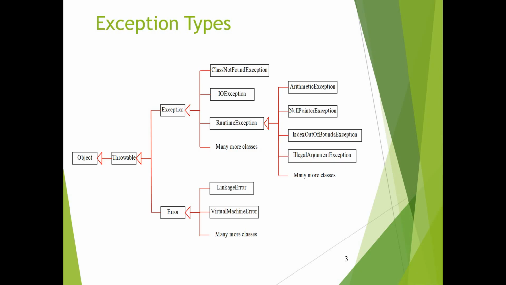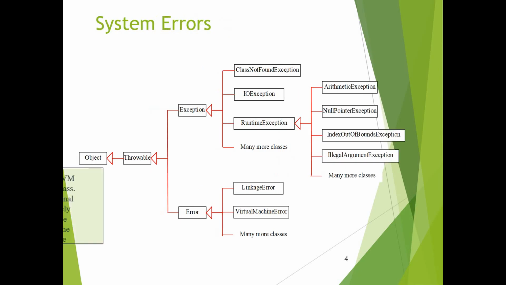Regarding the diagram here, Object is the main class, and from Object there is Throwable, which is a subclass, and we have Exception and Error. In the RuntimeException we have ArithmeticException, NullPointerException, IndexOutOfBoundsException, IllegalArgumentException, and we have ClassNotFoundException, IOException, and in Error we have LinkageError, and many more types of errors are there.